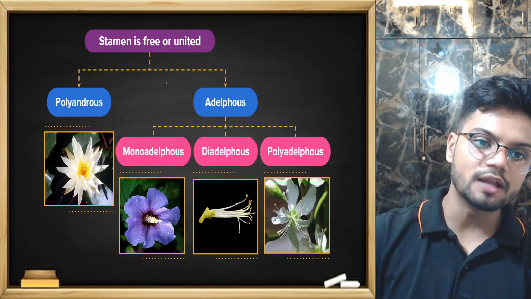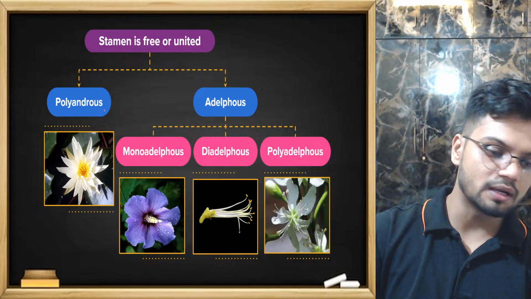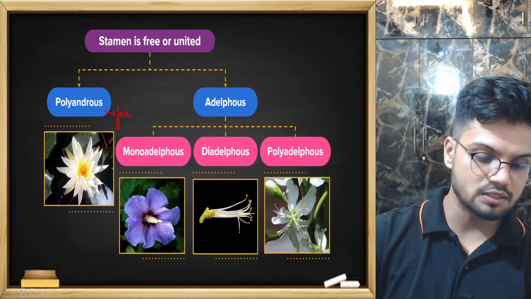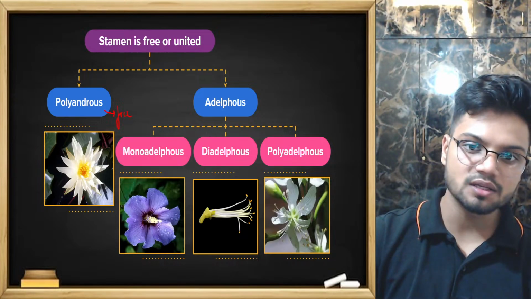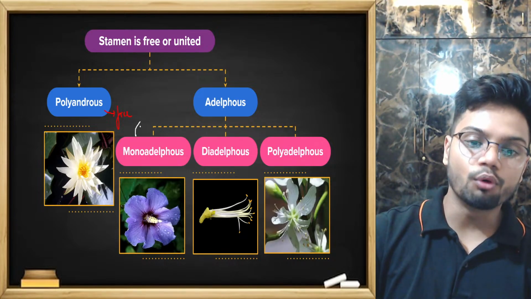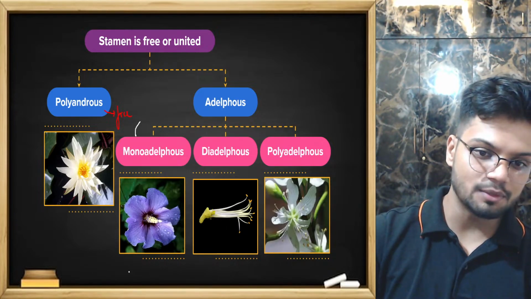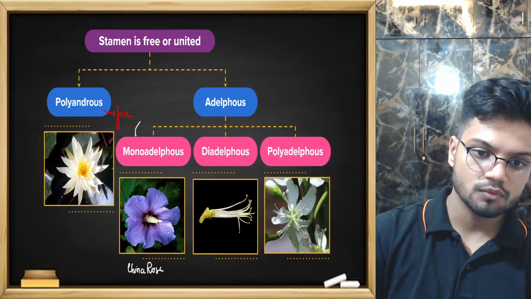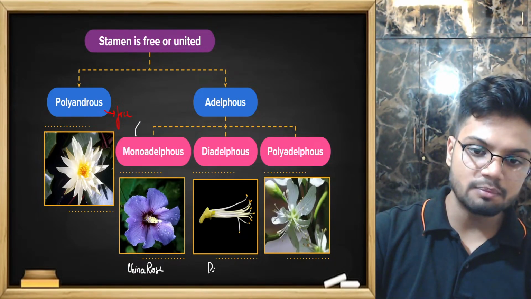Okay. See this. Polyandrous is what? Polyandrous is going to be completely free. Stamens are free here. They are completely free in the case of polyandrous condition. Adelphous condition, monoadelphous. Monoadelphous example is what? China rose. Diadelphous example is pea plant.